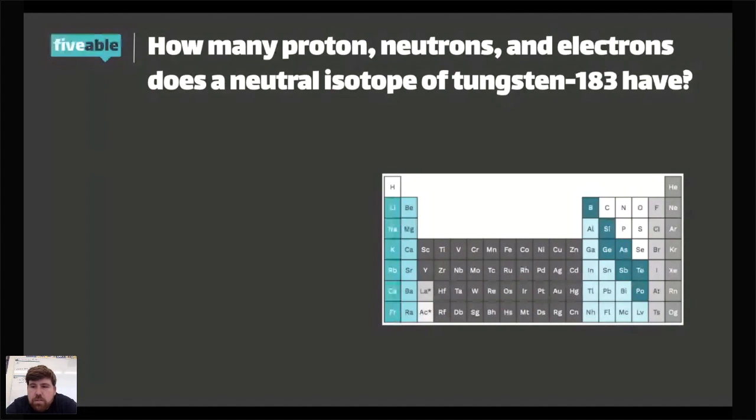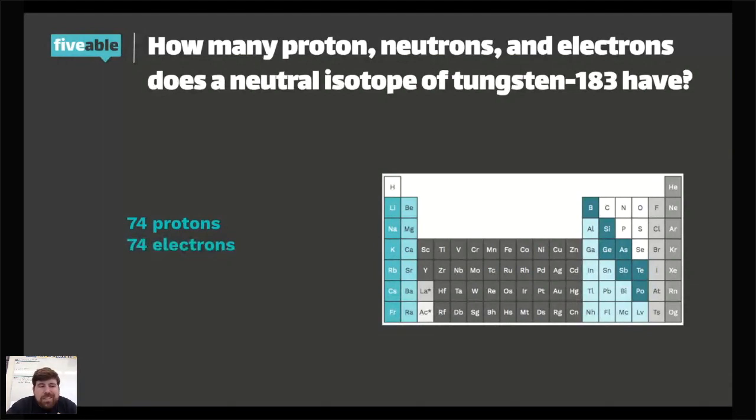So how many protons, neutrons, and electrons does a neutral isotope of tungsten 183 have? Hopefully, if you were paying attention before, we know that because the atomic number for tungsten is 74, it has 74 protons. Because this is a neutral isotope, meaning there is no net positive or negative charge on this atom, it also has the same number of electrons, 74. Last but not least, 183 is going to be the mass number of tungsten.